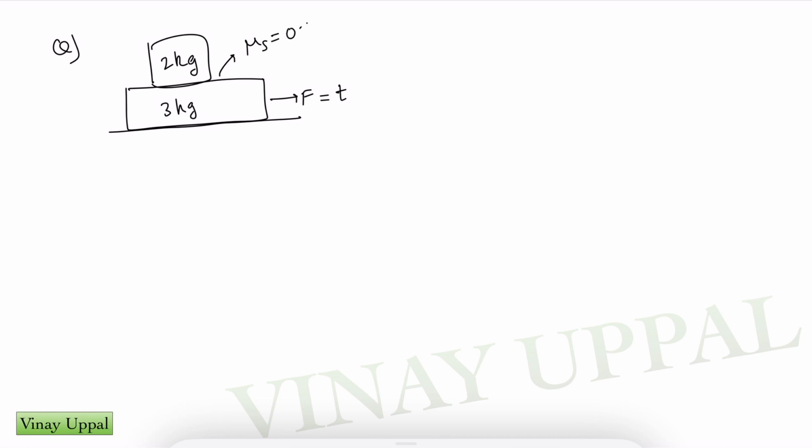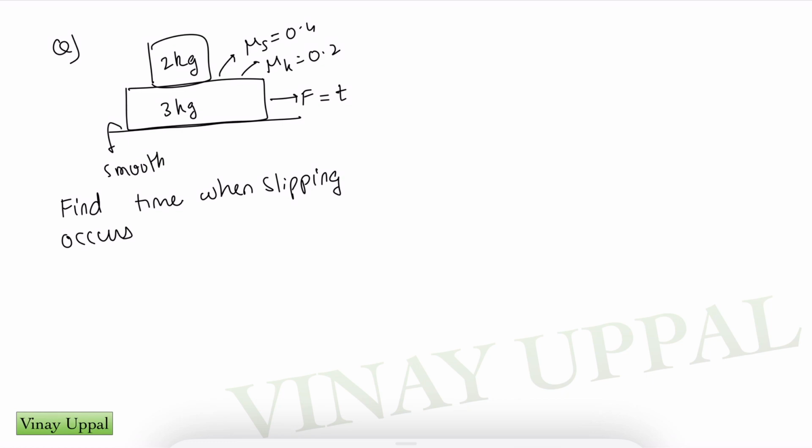So let's do a question, but this time let me give you different values of static and kinetic friction. Let's say static friction is 0.4, and kinetic friction is 0.2. This ground is smooth. Find the time when slipping occurs between the two blocks, and also try plotting acceleration versus time. So pause the video, try it out, and see if you got it correct.